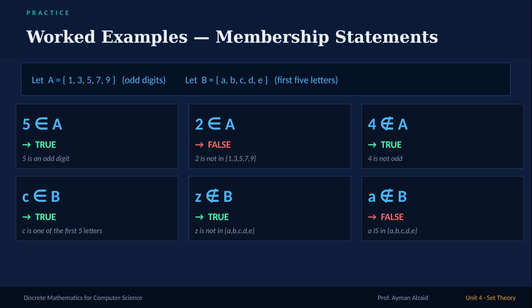Is 4 not an element of A? True, 4 is not an odd digit. Is C an element of B? True, C is one of the first letters. Is Z not an element of B? True, Z is not in our set. And finally, is A not an element of B? False, because A is in the set containing A, B, C, D.